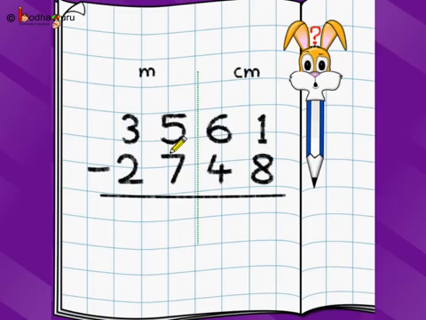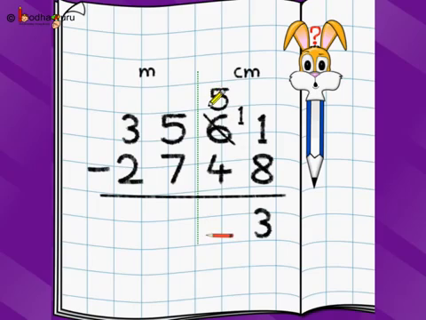Sounds big, but it's very simple, children. If you know 4-digit subtraction, that's what we are going to do. We are going to start from the rightmost digit and go from here to this side. 1 minus 8, we cannot do it because 8 is greater than 1, so we do a borrow. So 6 becomes 5, 1 comes here. 11 minus 8, 1 became 11, so 11 minus 8 is 3.